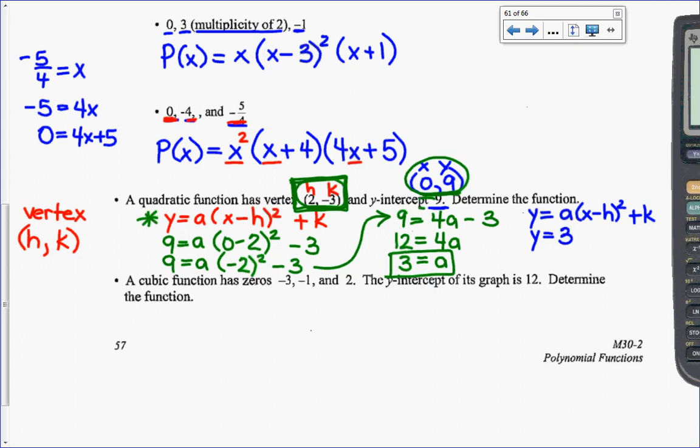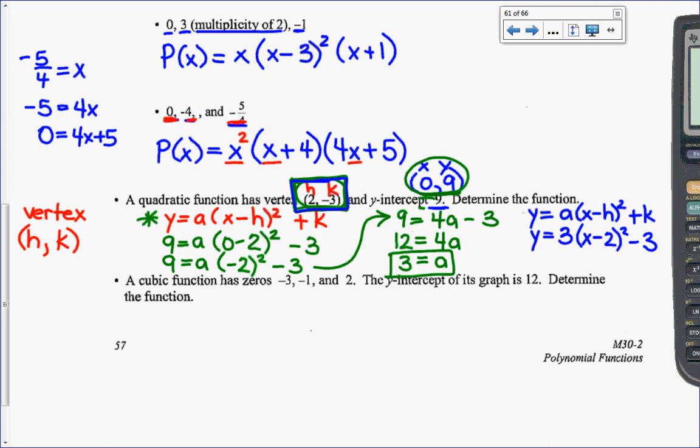A is 3. X minus, now my h, go back to here. I'm plugging my vertex into my vertex form. So my vertex, the h is 2 squared, and my k is negative 3, so plus negative 3 is minus 3. Okay. Now, I can leave it in this form because this does give me the equation in vertex form, but most of the time they want us to expand that.